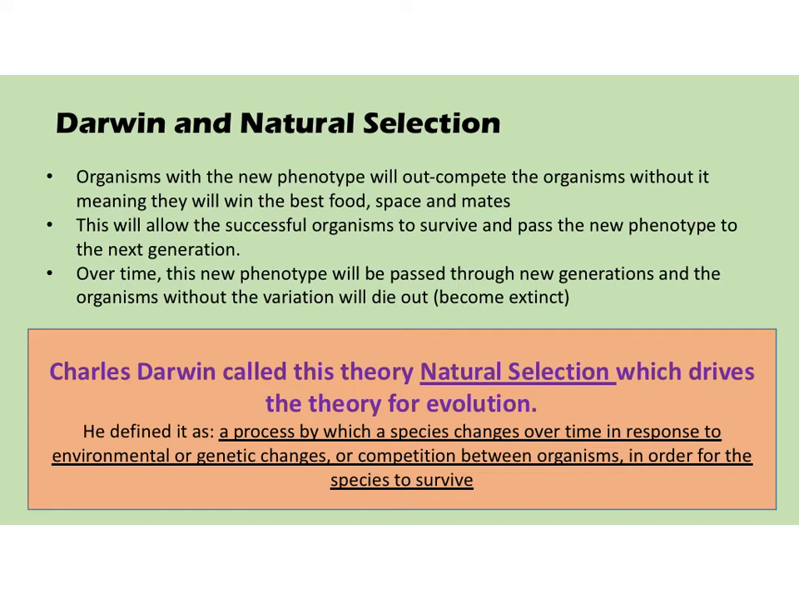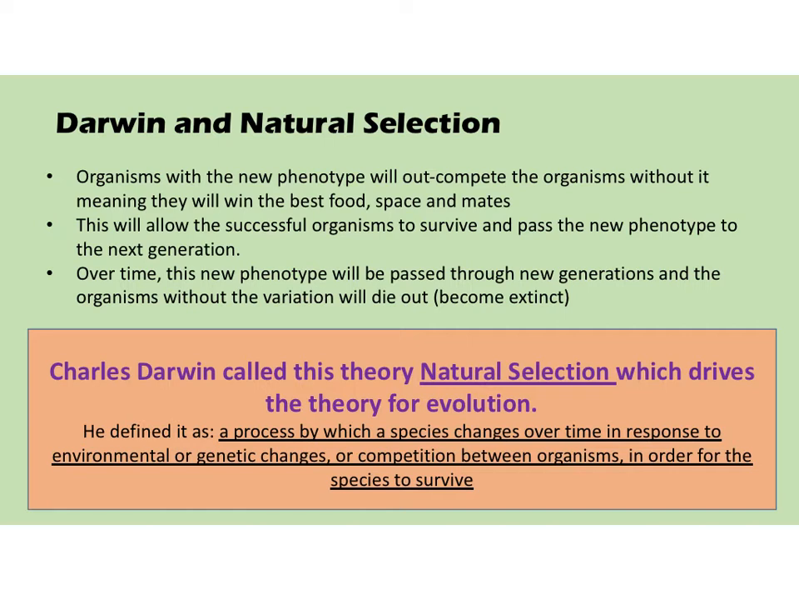So now we're going to look at natural selection and the scientist that made that theory. Organisms with the new phenotype will outcompete the organisms without it, meaning they will win the best food, space, and mates. This will allow the successful organisms to survive and pass on the new phenotype to the next generation. Over time, this new phenotype will be passed through new generations, and the organism without the variation will die out, which is called becoming extinct.